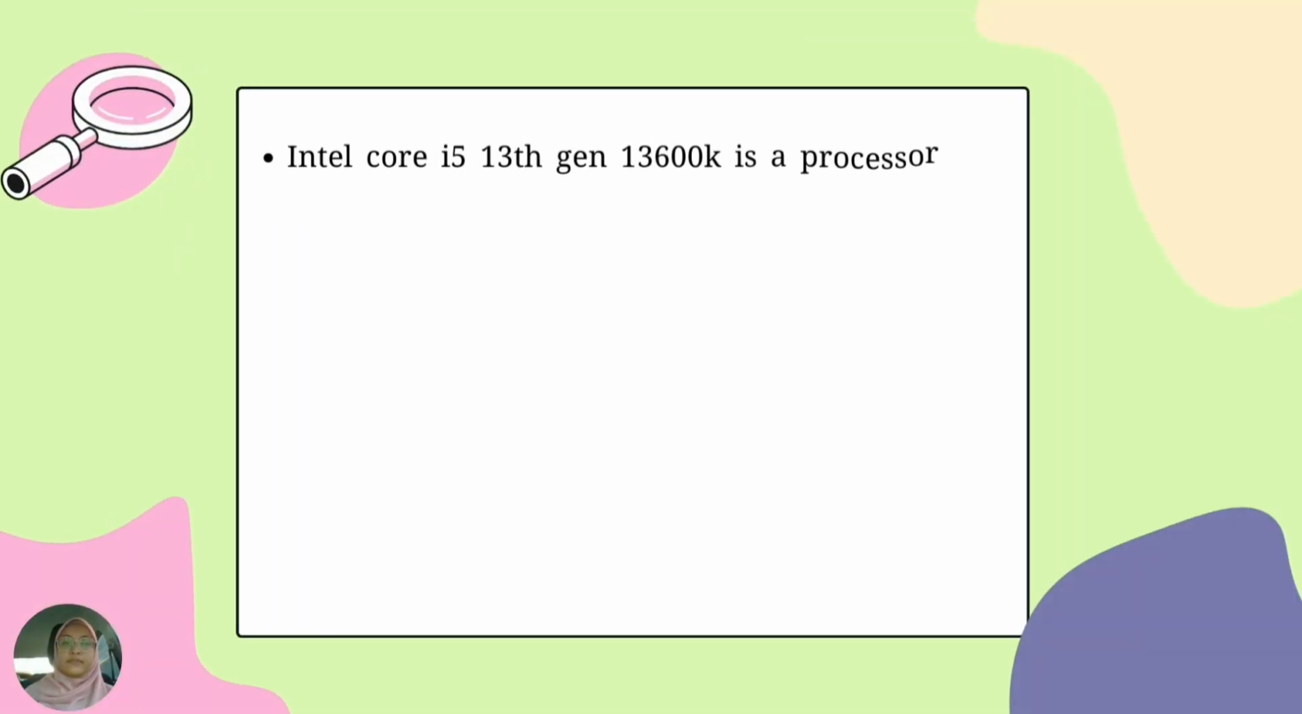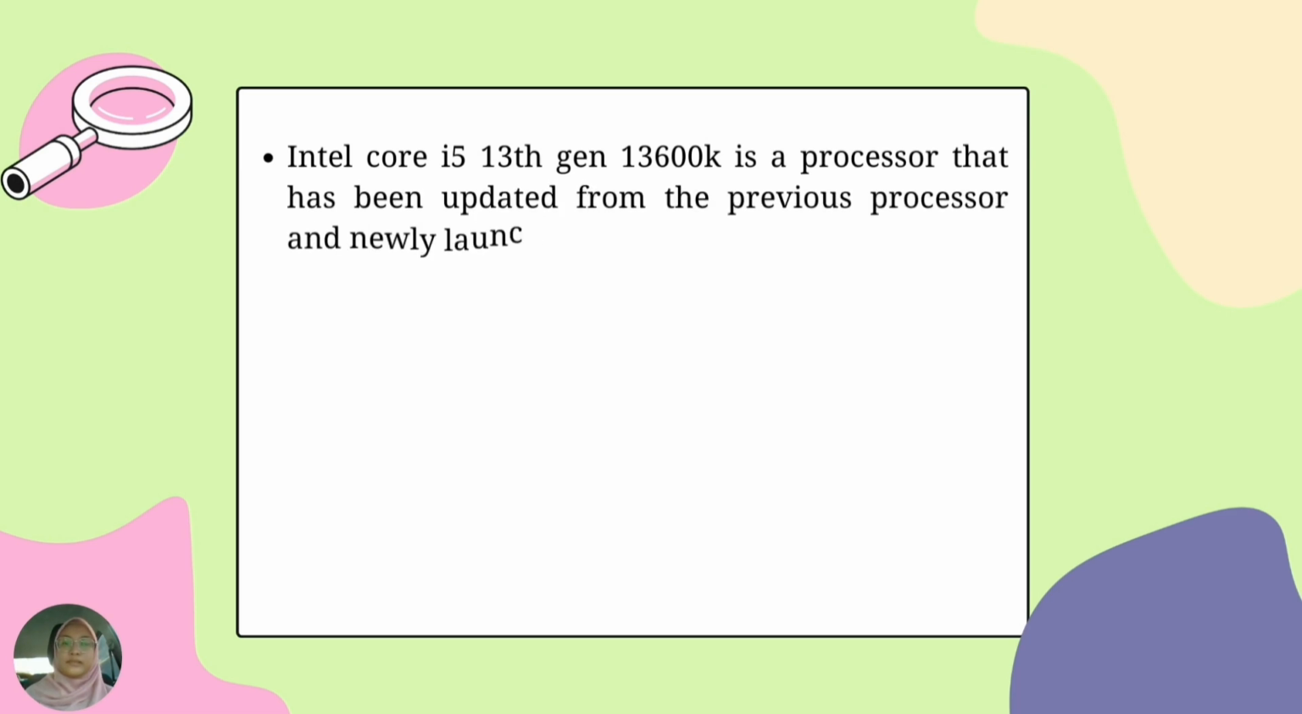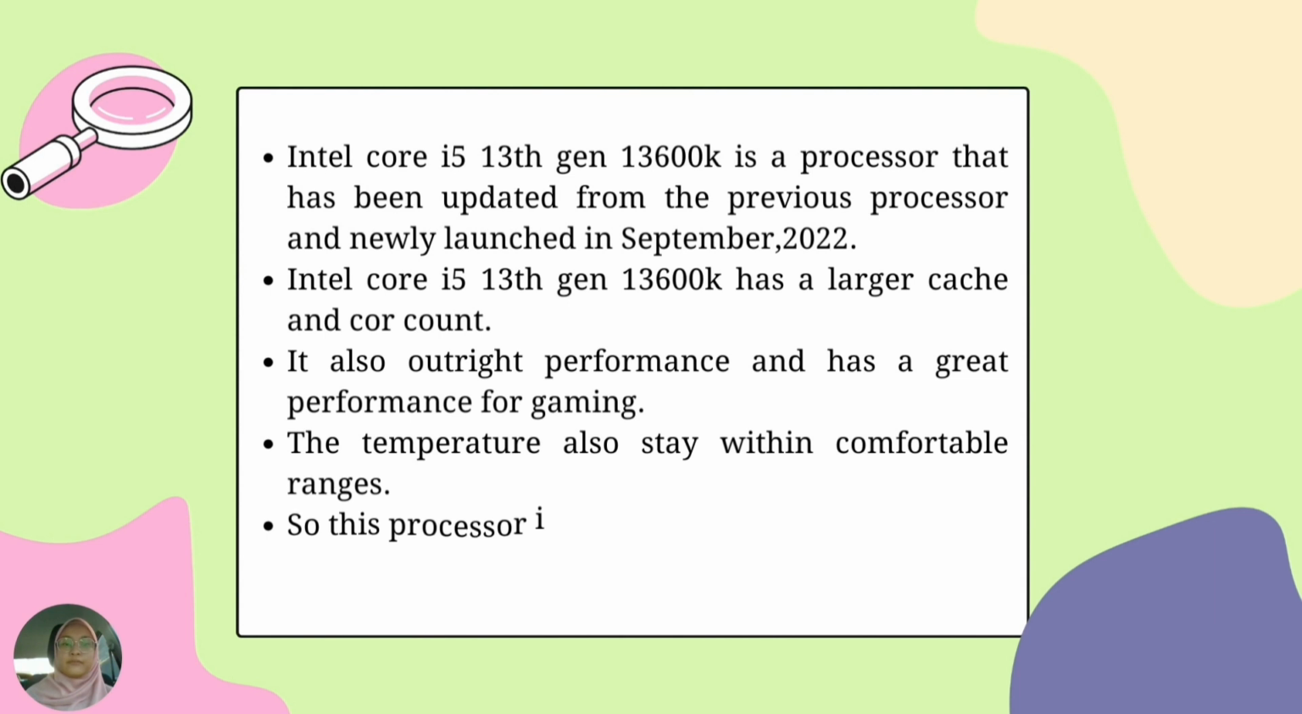Intel Core i5 13th generation 13600K is a processor that has been updated from the previous processor and newly launched in September 2022. Intel Core i5 13th generation 13600K has a larger cache and core count. It also outright performs well and has great performance for gaming. The temperature also stays within a comfortable range. So this processor is well worth using in 2023.